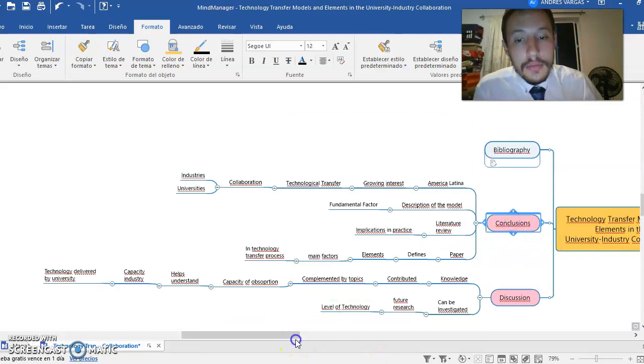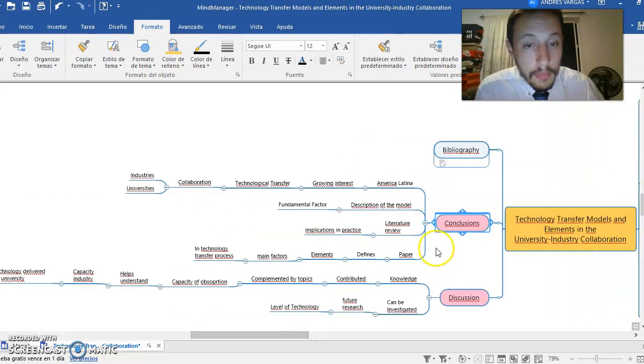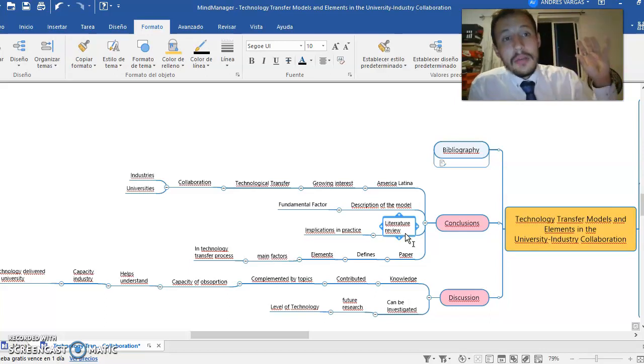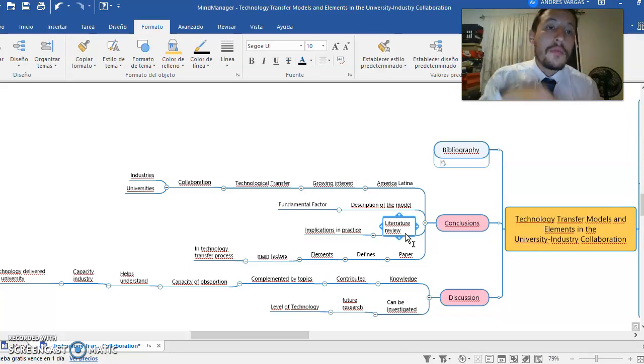And as a conclusion of the technology transfer models, we have different parts. The first part is that the description of the model is a fundamental factor of technology transfer. Also, the literature review has an implication for practice. It's not just a reading, it's a practice. Who is going to practice? The industry and the universities, right? So we have a practice of a local law, as we already know. So they are going to be practicing it. That's the implication for practice that the literature review takes advantage of.